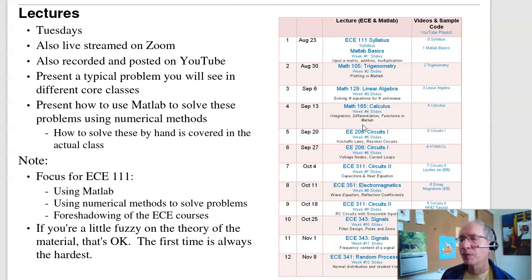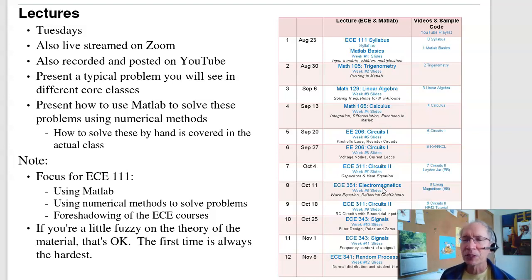Now note that the focus of this class is using MATLAB. If you're a little bit fuzzy on the theory behind what we're doing or how to solve it by hand, don't sweat it. You'll be covering that when you take the following courses. Like you'll be spending 16 weeks on EMAG when you take EMAG. We're just going to look at, here's a problem from EMAG, here's how I can solve it in MATLAB. Focus on the MATLAB part.